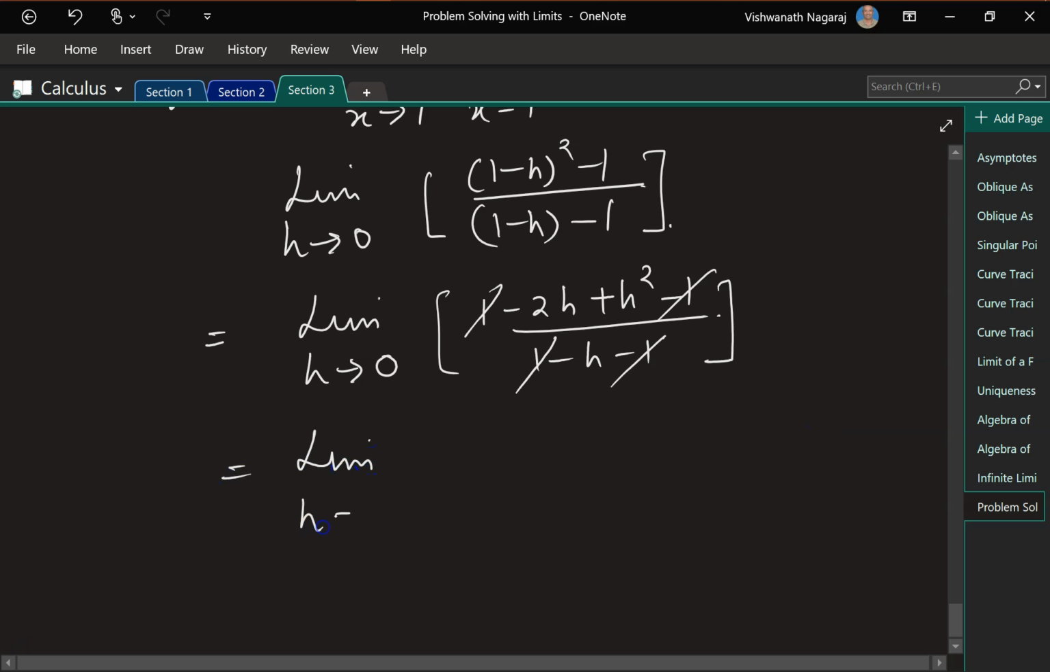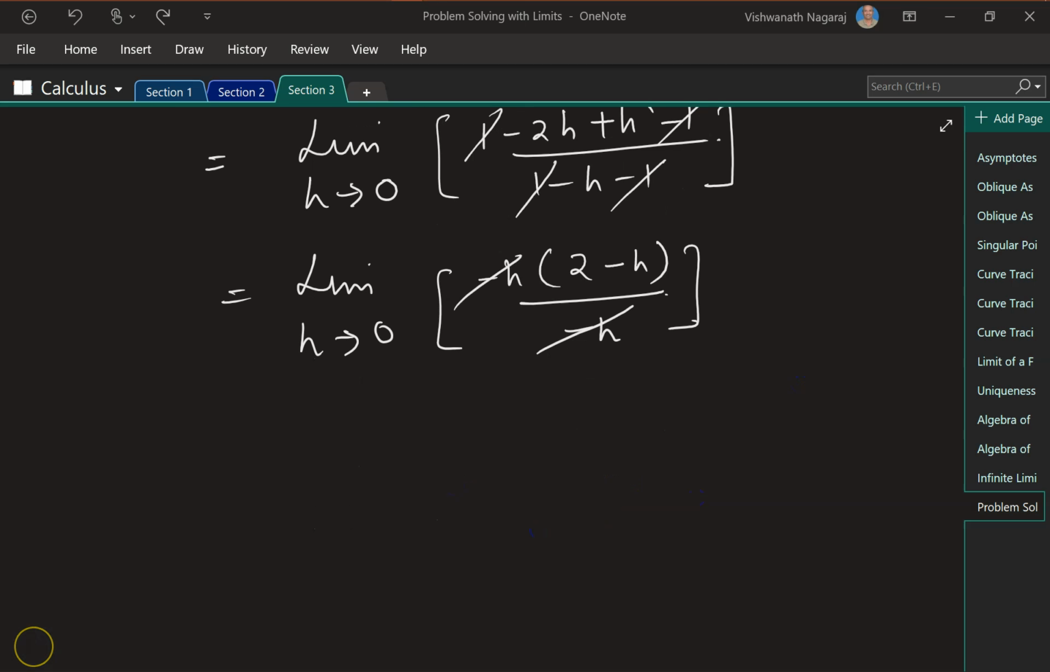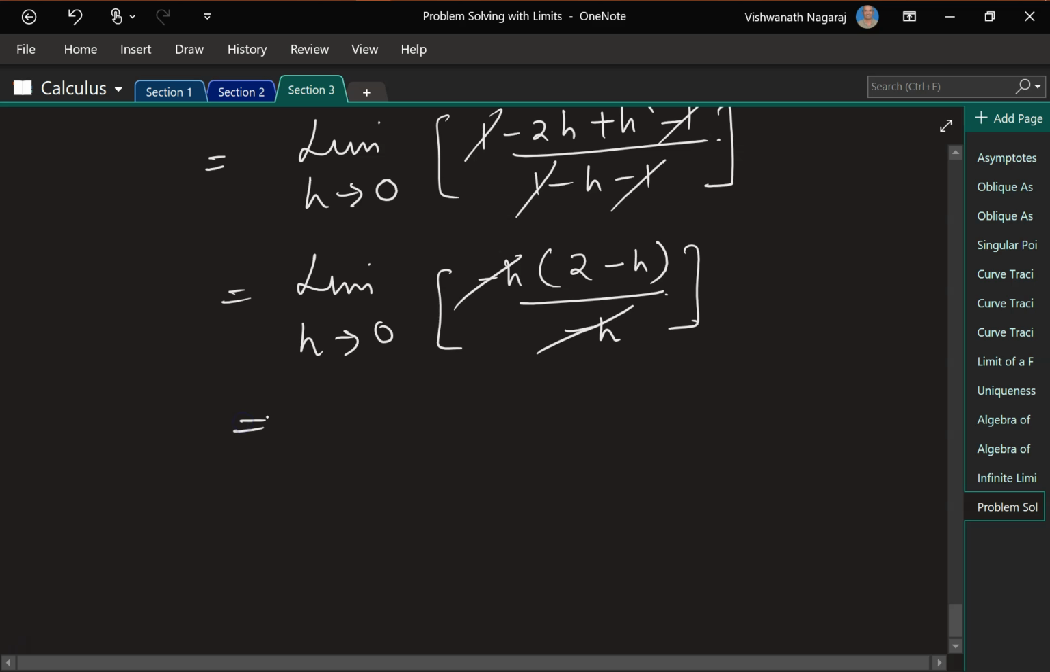Limit as h approaches 0, h is common, so let's take minus h out. So minus h times (2 minus h) by minus h. This and this get cancelled, which is equal to, now when we take the limit, what do we get? We get 2 minus 0, which is 2. Now let's look at RHL.